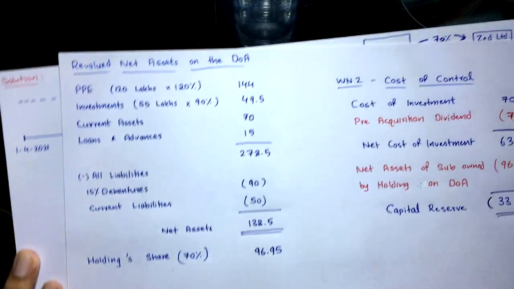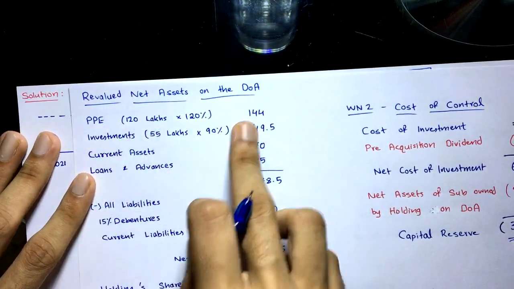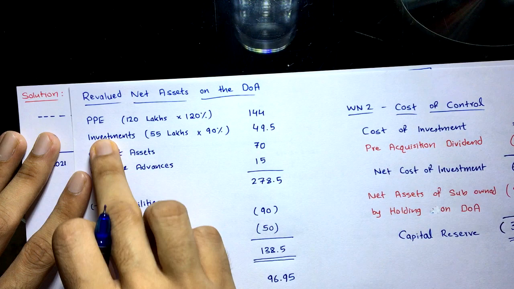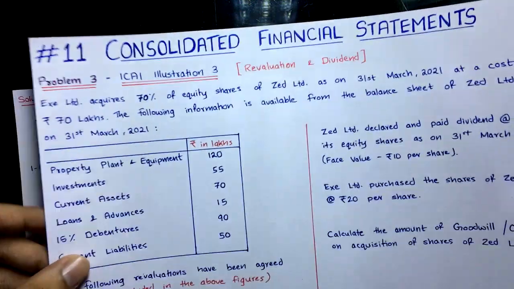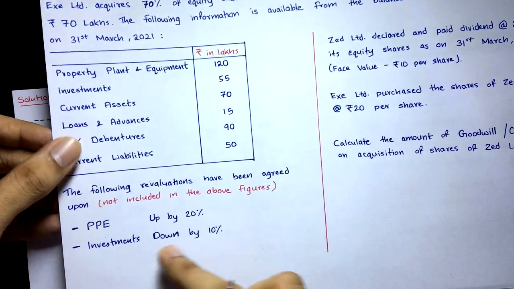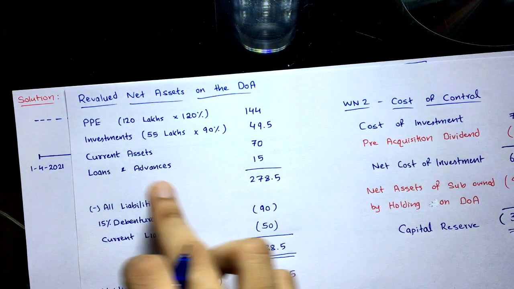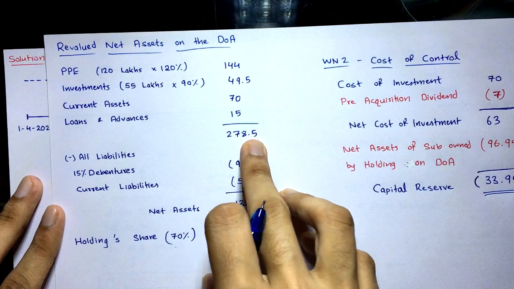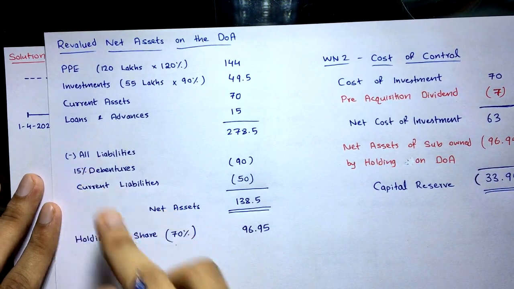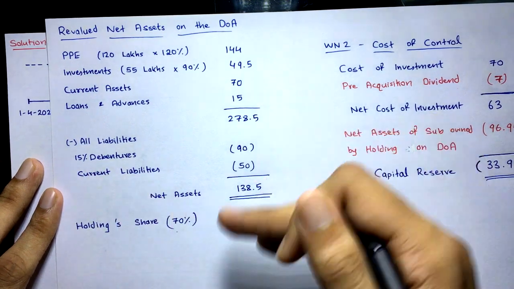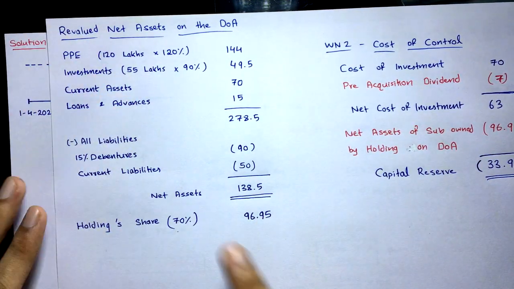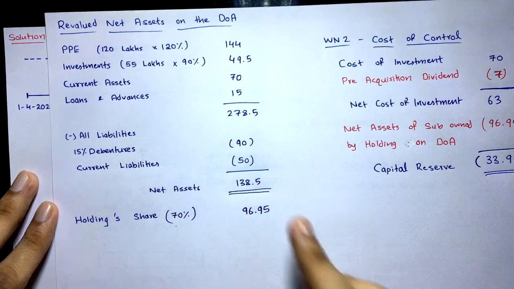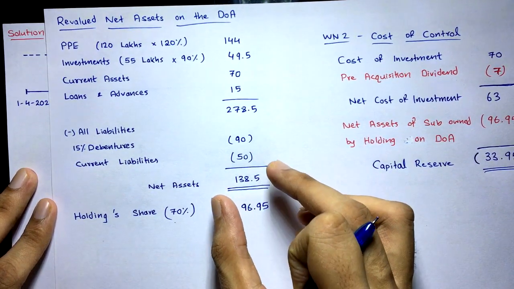See here, you will just take all these things from the question. Property, plant and equipment 144 lakh, the revalued amount, you will take 120 lakhs into 120%. Investment 55 lakhs into 90%. Is that clear? You will not take these figures 120 or 155, you will take the revalued amounts. Current assets, loans and advances as they were in the question. The total assets are 278 lakh 50,000, and you will subtract the liabilities, 15% debentures and current liabilities. Assets minus liabilities, you will get net assets, which is 138 lakh 50,000, that is 1 crore 38 lakh 50,000. That's the net assets of subsidiary on the date of acquisition.